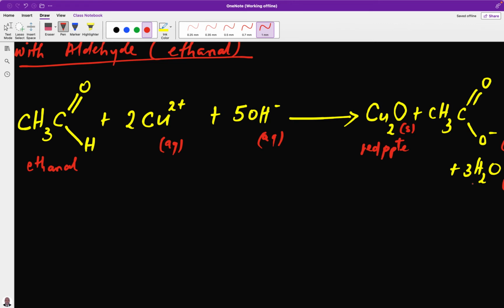What is happening here is that when a few drops of Fehling solution is added to a test tube containing aldehyde, such as ethanol, and the reaction mixture is warmed gently in a water bath for a few minutes, the blue solution containing ethanol will turn to a red-orange precipitate. This is the precipitate that is formed: copper 1 oxide, a red-orange precipitate.